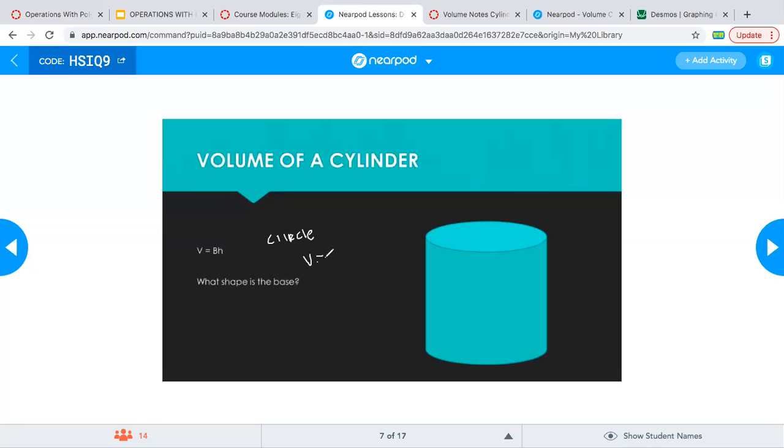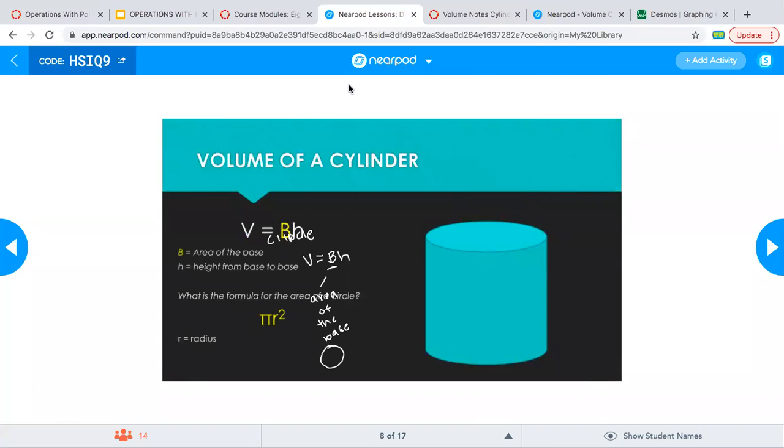So when we're doing V equals capital B times H, and capital B stands for the area of the base, what shape is my base again? A circle. So capital B needs the area of the circle. Capital B stands for the area of a circle. And H still just represents height. So right now, if you have your formula chart right in front of you, I would be saying, what does the formula chart say? How to find the area of a circle. And I doubt any of you remember that, but if you do, hey, look at you.